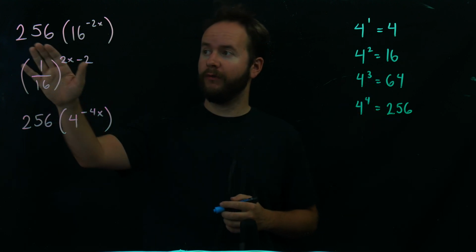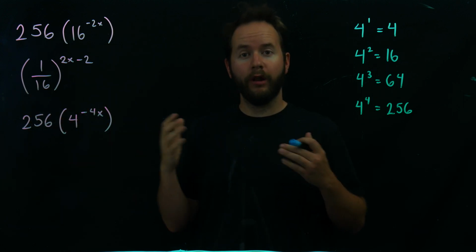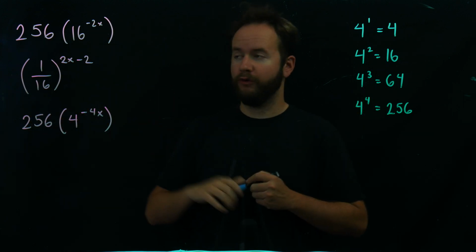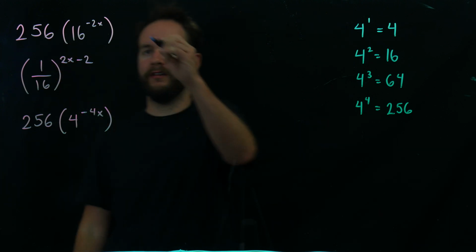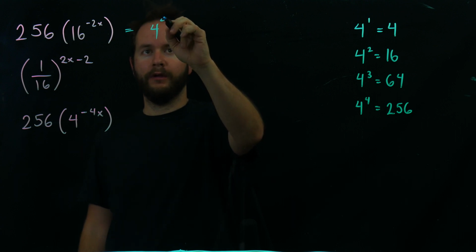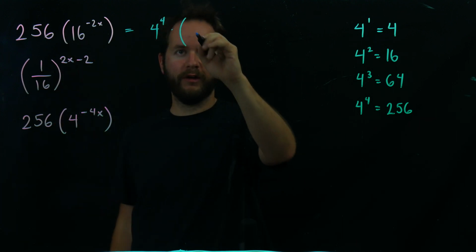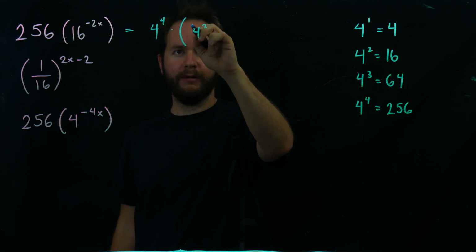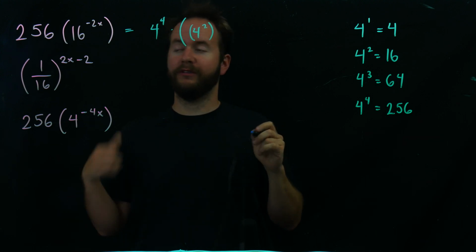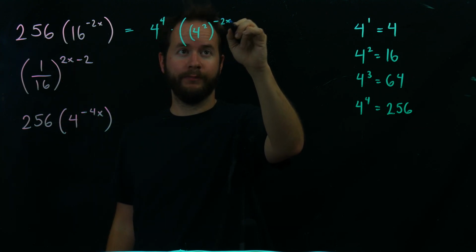So my job is to rewrite 256, 16, and 1 over 16. All I want to do with those is rewrite those as powers of 4. So I'm going to start with this first expression. 256 is better known as, off to the right, 4 to the 4th. Furthermore, I'm going to take the 16 that's in this set of parentheses. I'm going to rewrite this as 4 squared. Now, I'm going to give it a second set of parentheses because don't forget that 16 is being raised to the negative 2x. So I'm going to keep that there as well.